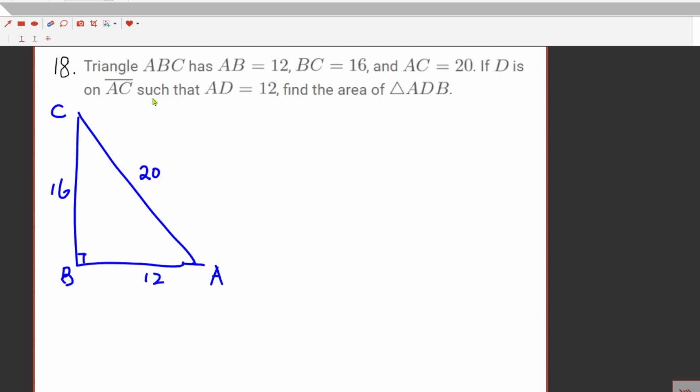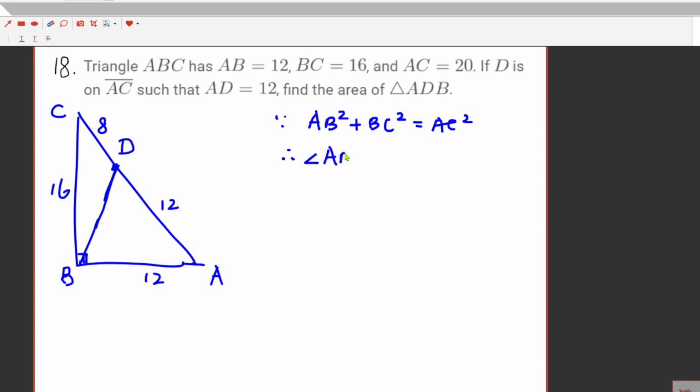And if D is on AC, such that AD is 12, find the area of ADB. So basically we have AD is 12 and this side CD is 8, right? Okay, first of all we can say because AB squared plus BC squared equals AC squared, we know angle ABC is 90 degrees.